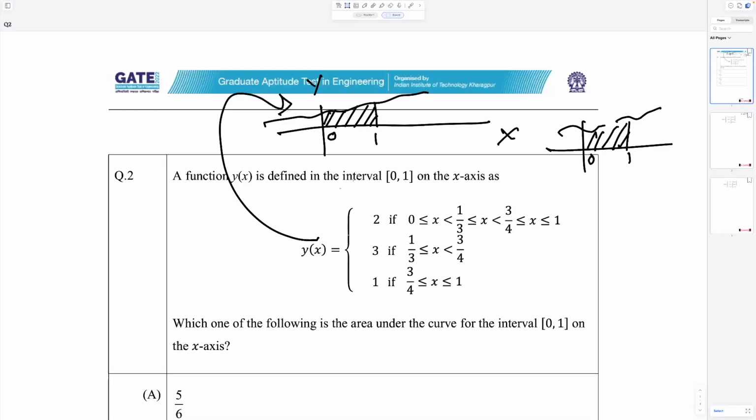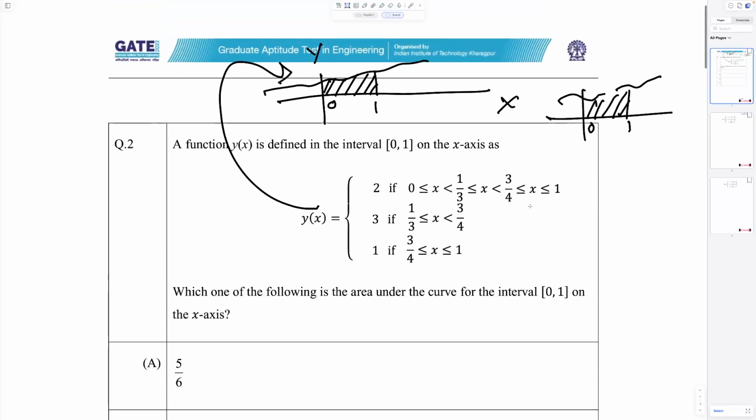So this interval of definition is the domain of the function. It is a mathematical definition that for a domain of the function, every value of the domain has to have a corresponding value in the range. That is the definition of a function. From 0 to 1 by 3 it has value 2, from 1 by 3 included till 3 by 4 it has value 3, and from 3 by 4 till 1 it has value 1. That is the whole thing, and hence the curve is not broken, so the area under the curve is well defined and we can find it.